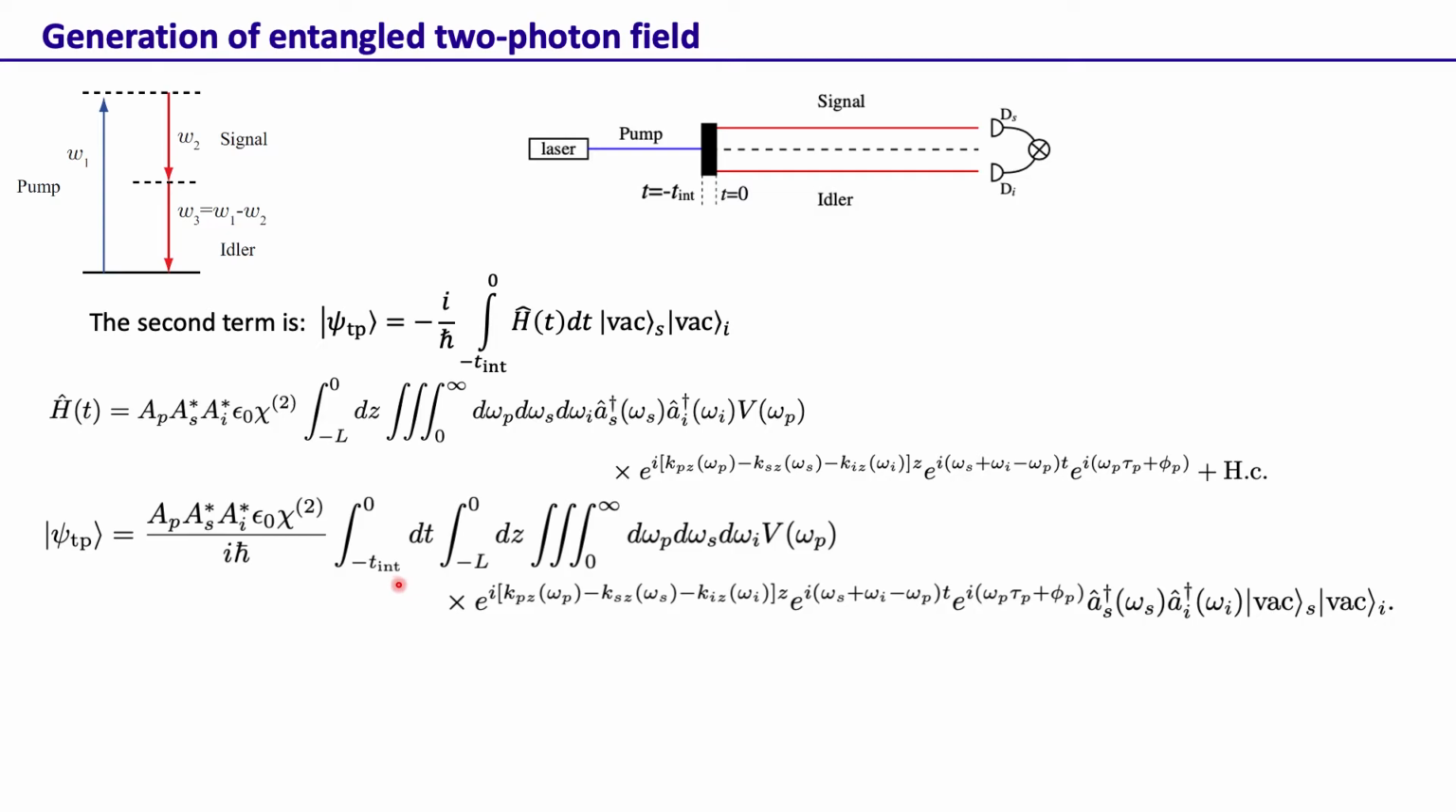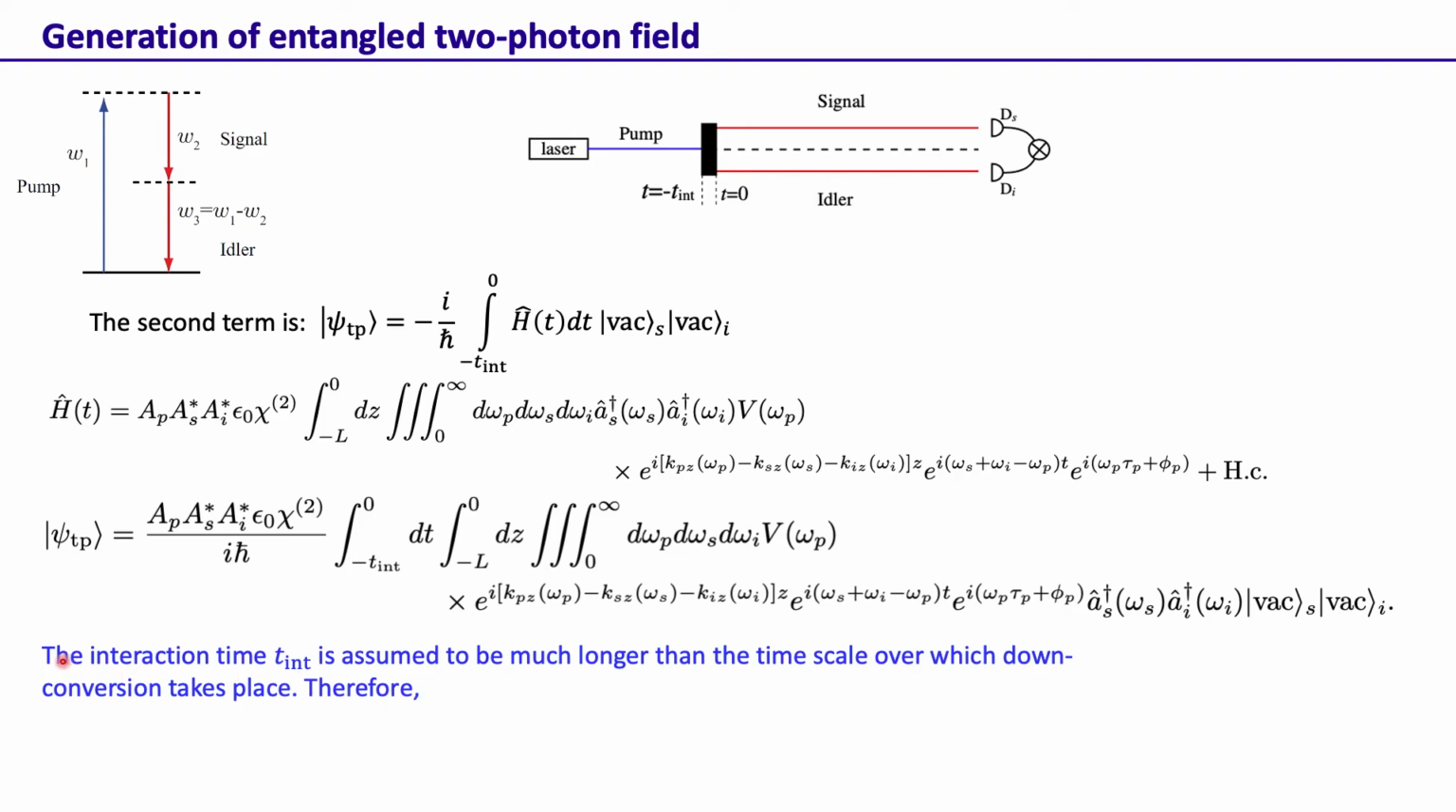So here we have an integral over this interaction time. This also involves an integral over the length of the crystal, and then it has these 3 different frequency integrals, and we have this creation signal operator and creation idler operator acting on the vacuum, and we can see when this creation signal operator acts on this vacuum state, it gives us a signal photon at frequency omega s. When this acts on this vacuum I mode, it gives an idler photon at frequency omega i.